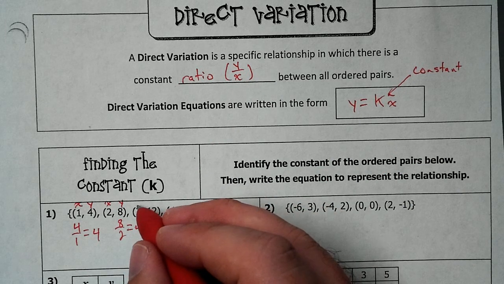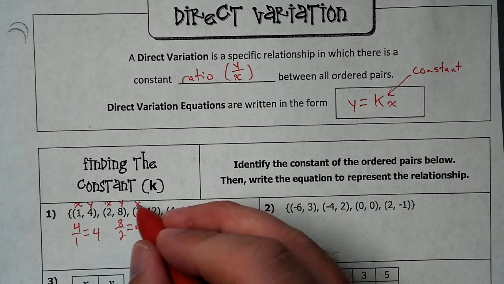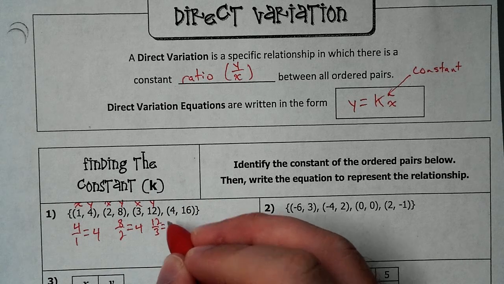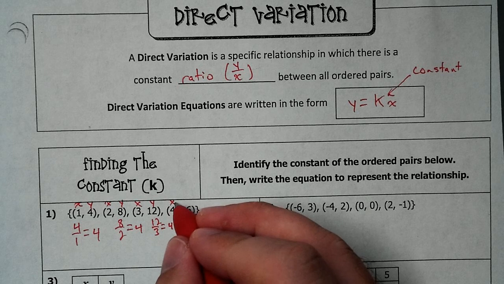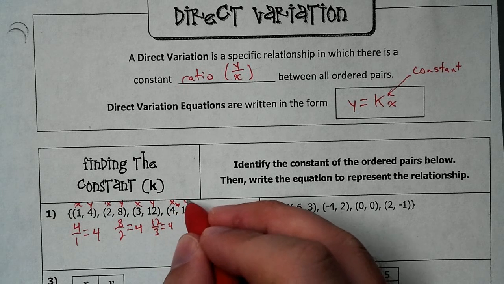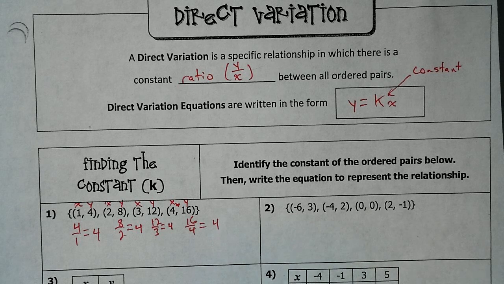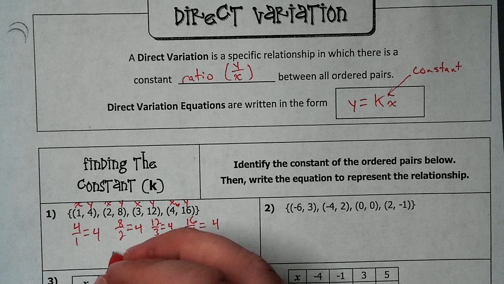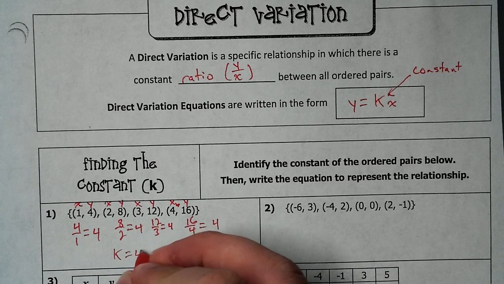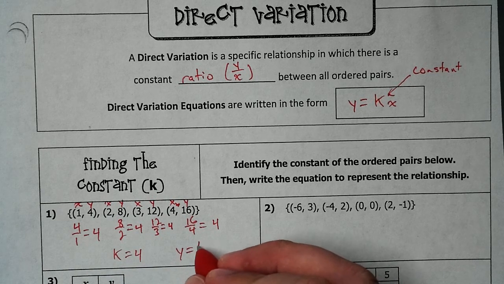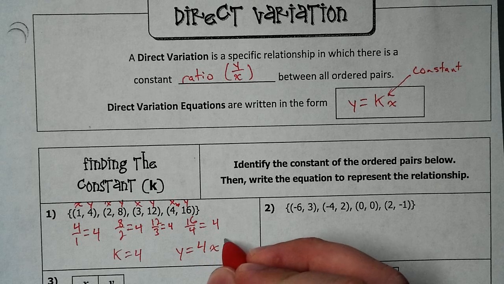And if we check this one, here's our x, here's our y. 12 over 3, which is also 4. 12 divided by 3 is 4. And then our last x and our last y, 16 over 4, which is also 4. So our constant rate, our k, is 4. And how we'd write this equation is just y equals 4 times x.